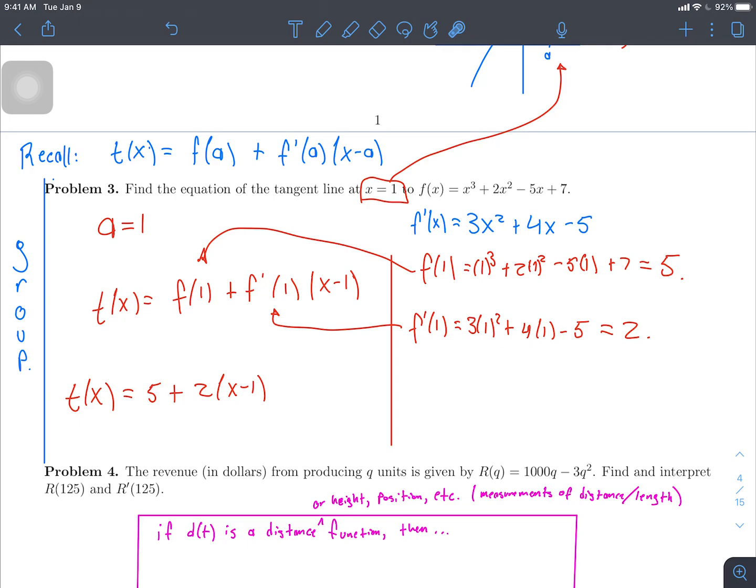All right, so if you want more practice doing tangent lines, then come and talk with me during office hours. There's also some problems on the homework. All right, any other questions on this one before we move on?